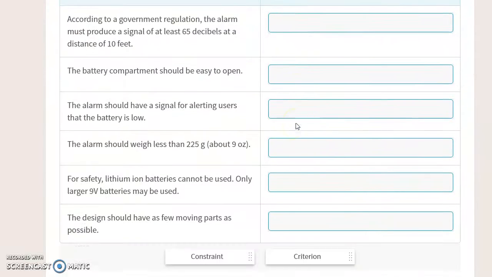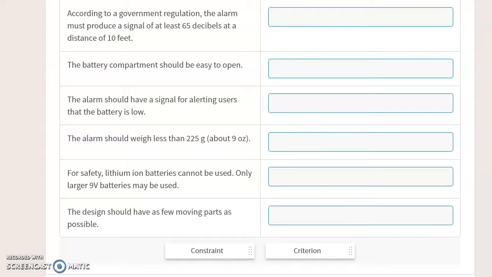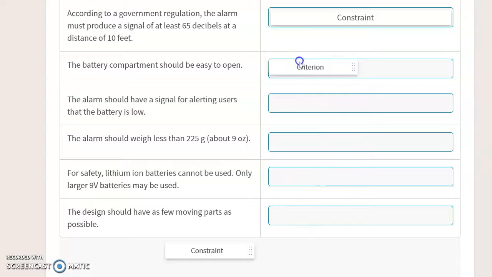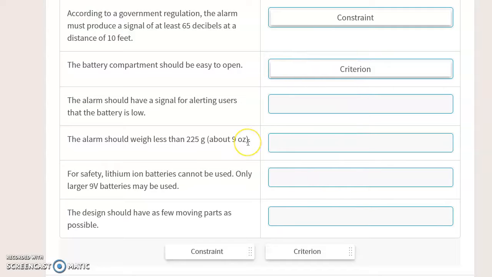Choose whether it's a criteria or a constraint. So, according to government regulation, alarm has to be at least 65 decibels at a distance of 10 feet. It's a constraint because it's telling you between here and here, this is what you can do. Battery compartment needs to be easy to open, criteria. Have a signal for alerting that the battery is low, criteria, that's what you want.